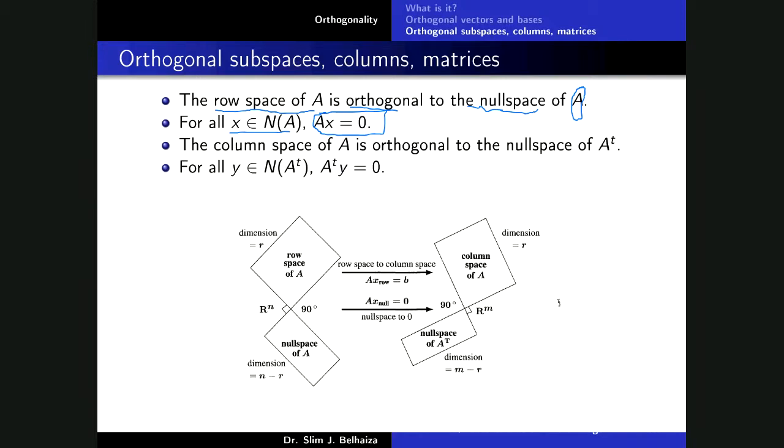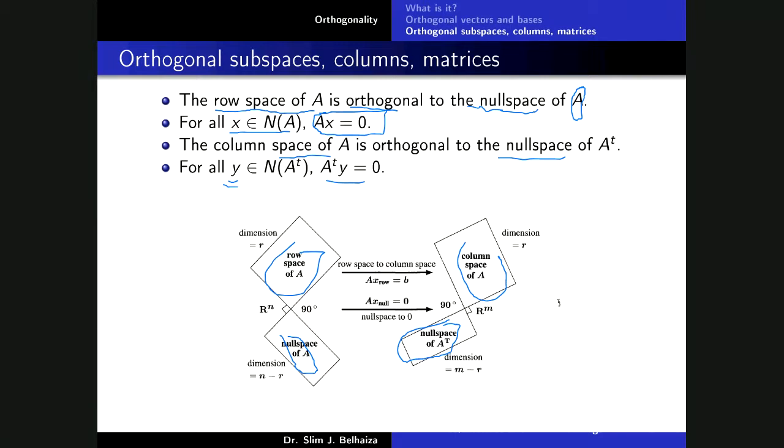The column space of A is orthogonal to the null space of A transpose, or the left null space of A. Of course, when you are talking about the left null space, it's the set of all y's that satisfy A transpose y equals 0. Okay? So in a way, you see there is a 90 degree angle between the null space and the row space, and between the column space and the null space of A transpose, or the left null space. These are orthogonal subspaces, as you can see.